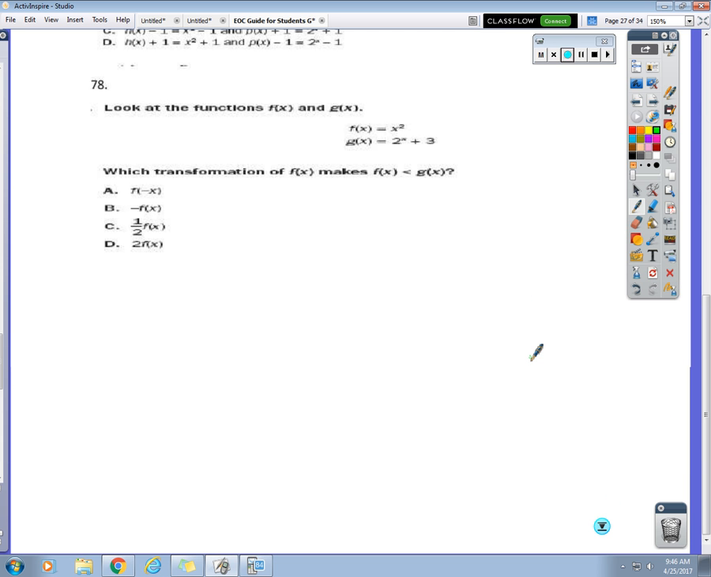Look at the functions f of x and g of x. I'm going to write them again because they're kind of hard to read. F of x equals x squared, so that's a what? Guys, f of x equals x squared is a what? A parabola. It's a quadratic function.